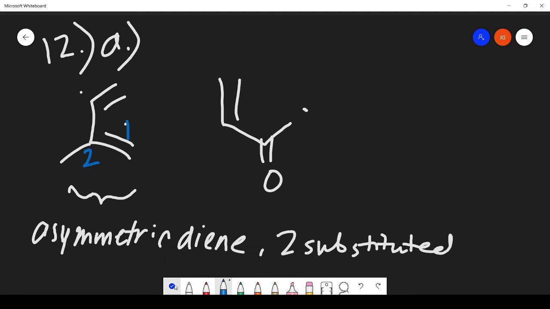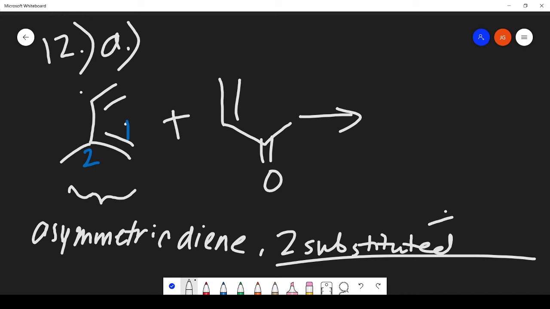Now, a key thing that we want to remember: if your test does not require you to draw the arrow pushing mechanisms, then don't waste time. You can safely assume in this case that if you have a 2-substituted diene, you will get the 1,4 product. And what does that mean? Well, we still have to do the connecting here.